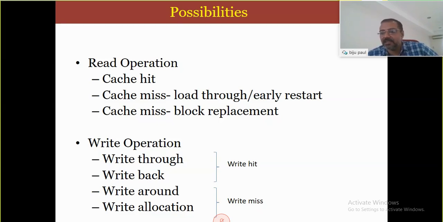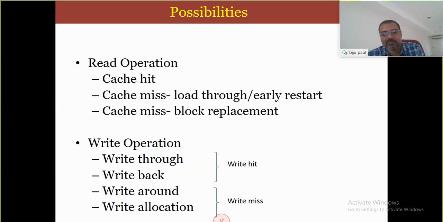Next, write back. The content is updated in the cache memory. It is not removed, so we don't need to update the main memory since it is there in the cache memory itself. But the content is updated, so a dirty bit is set. At any point of time, if this particular block is removed, it checks the dirty bit. If the dirty bit is set, it means the content is modified, then the primary memory is updated using that block. Hope it's clear.